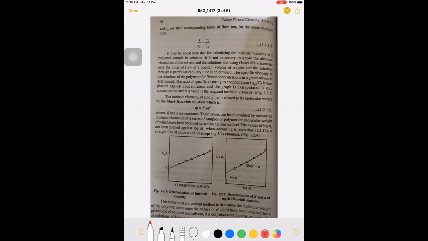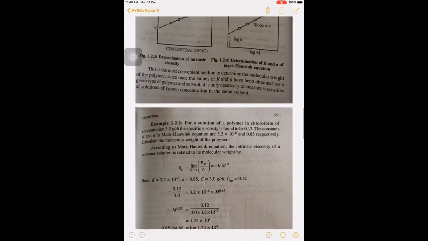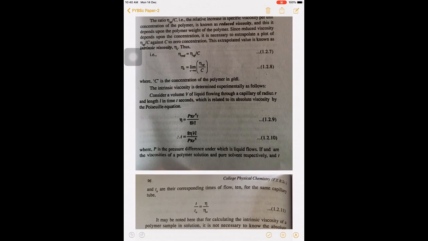This is the most convenient method to determine the molecular weight of a polymer, since once the values of k and a have been obtained from a graph for the given polymer and solvent, it is only necessary to measure the viscosities of solutions of known concentration in the same solvent. So by this method we can easily determine the molecular weight of any polymer. So this is what we have studied in today's lecture.